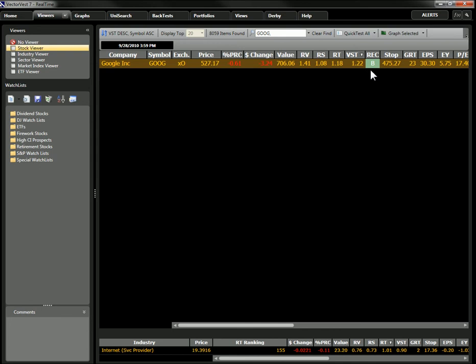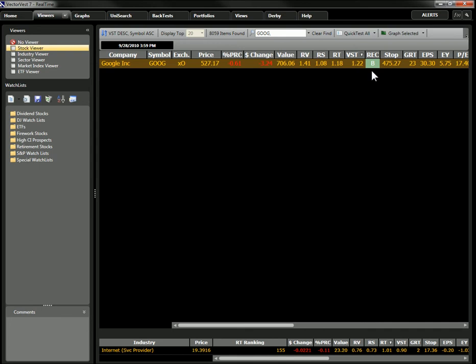To the right of VST, we have our recommendation column. We will give a stock either a buy, sell, or hold recommendation. In order to get a buy, a stock would need good fundamentals, the price would need to be above the stop price that we calculate, and it would need to be pulling away from that stop price. A stock would get a sell recommendation once the stock's price falls below the stop price. A hold recommendation would be given if the price was above the stop price, but it didn't meet the other criteria for a buy. Currently, Google has a buy recommendation.